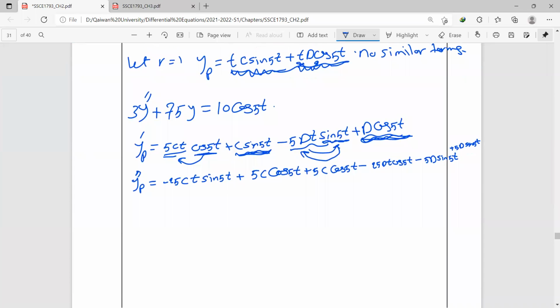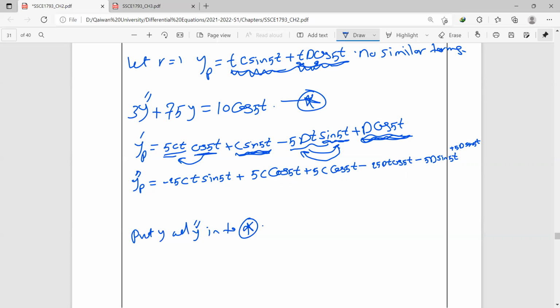Now, what we do, we are gonna put y and y double prime into this differential equation. Okay, we say put y and y double prime into star. And then we find the values of C and D.